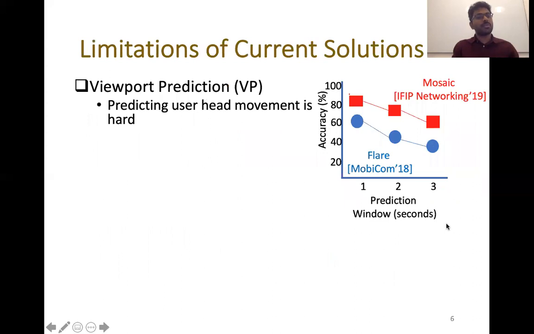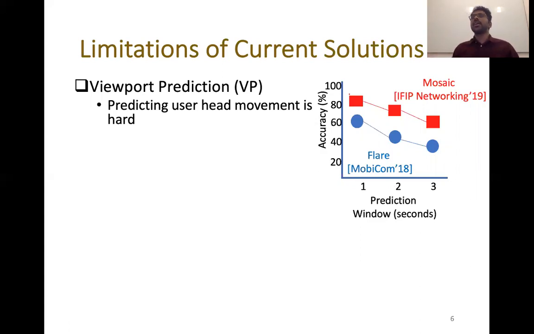But the problem with this viewport adaptation technique is the prediction. As you can imagine, predicting a user's head movements in general is extremely challenging, even if you use an enormous amount of data. For example, the figure on the right side shows prediction accuracy on the y-axis with different prediction windows into the future. The plot shows that the prediction accuracy drops significantly as we try to predict even 1, 2, 3 seconds.